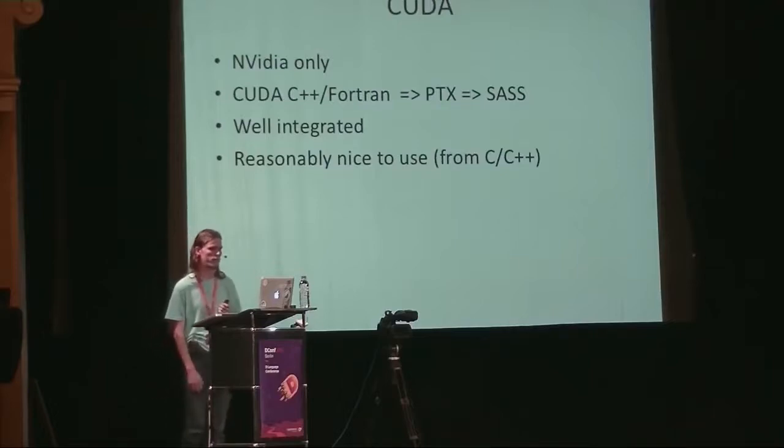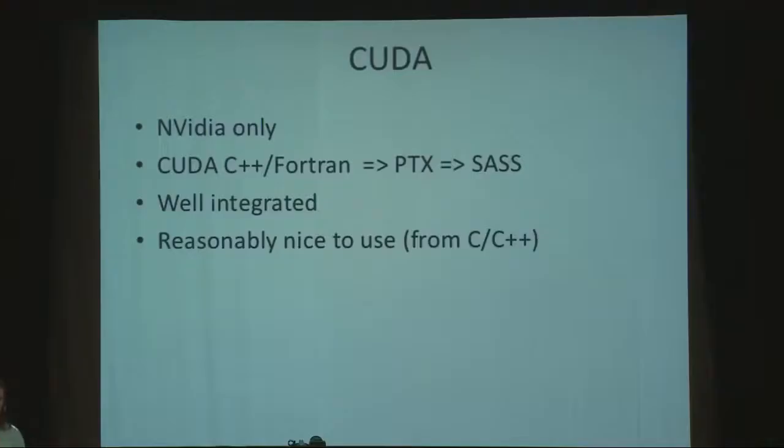All right, so quick recap. CUDA is NVIDIA's solution for GPU acceleration. You write it generally in CUDA C++, or Fortran if you're really adventurous. What you get from compiling that is PTX, which is kind of like a target-independent assembly language for their GPUs, and that gets compiled into SASS, which is like a black box binary format. It's generally well integrated and reasonably nice to use from C++.